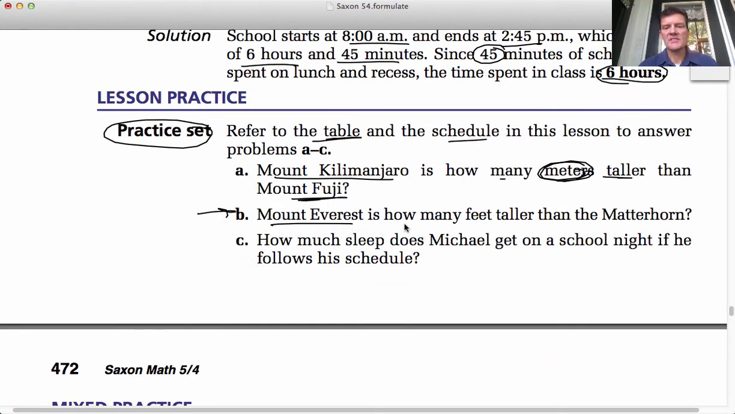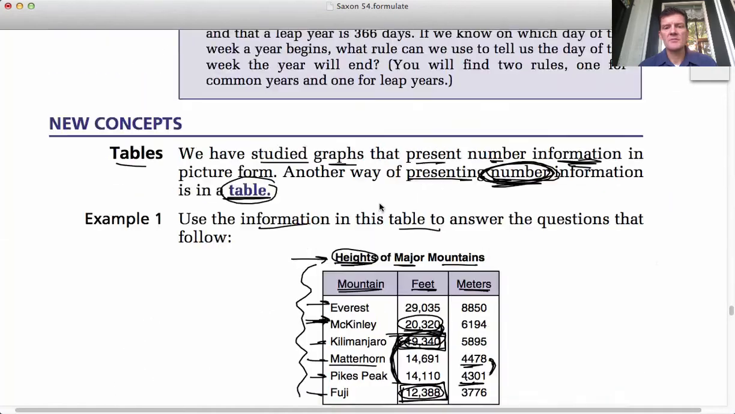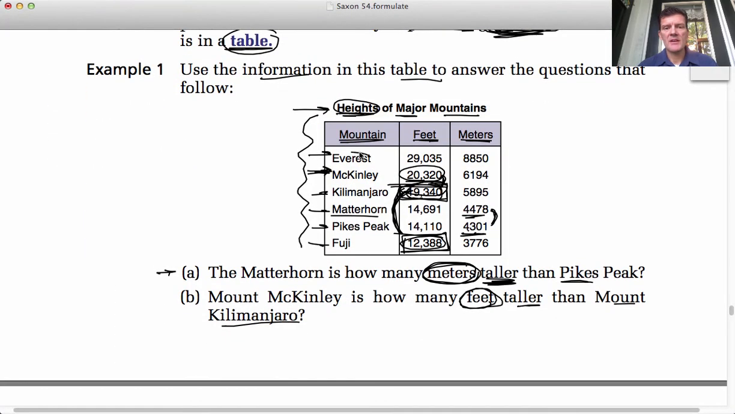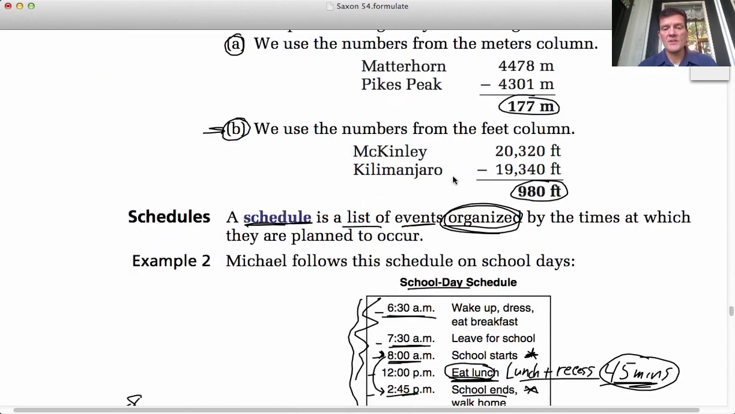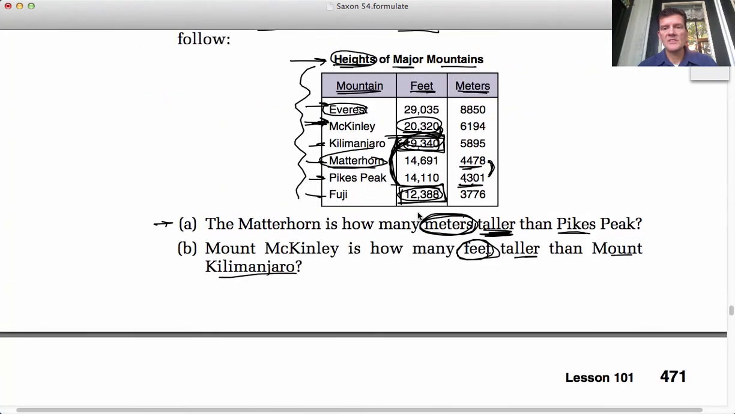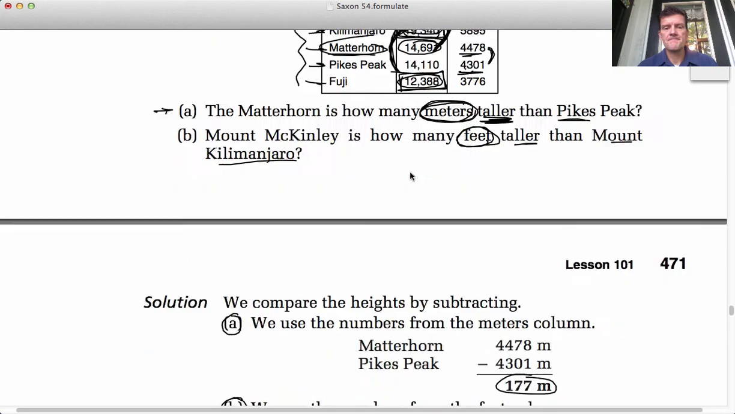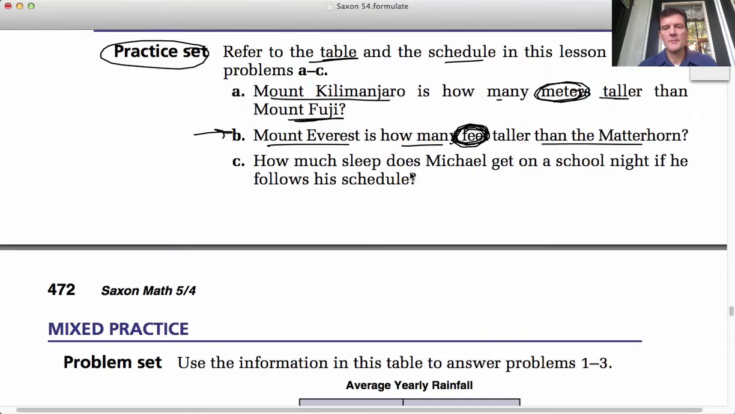B: Mount Everest is how many feet taller than Matterhorn? So Everest and Matterhorn. Oops. And was this meters or feet? I forgot to look. Let's double check. Feet. So we look at this, and we're looking at Everest and Matterhorn. You're going to subtract these two numbers and find the difference between those.